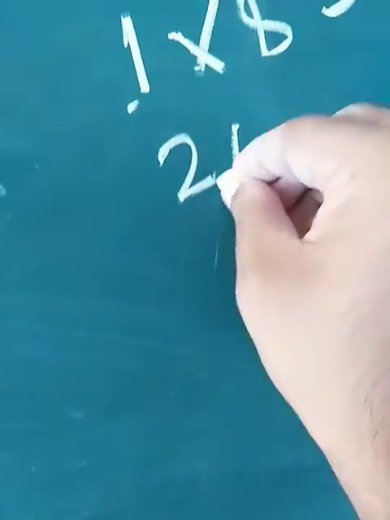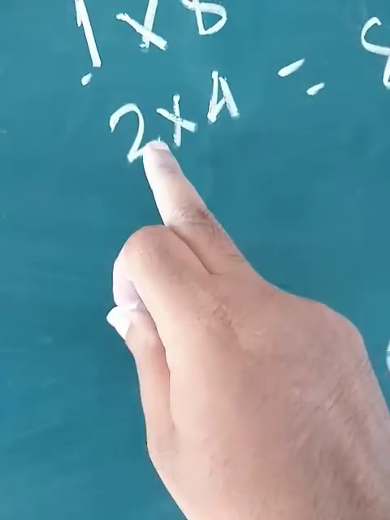So let's go for the next number. That is 2. 2 4s are 8, isn't it? So 2 into 4 is 8. Now, is 2 plus 4 equal to 6? 2 plus 4 is 6?